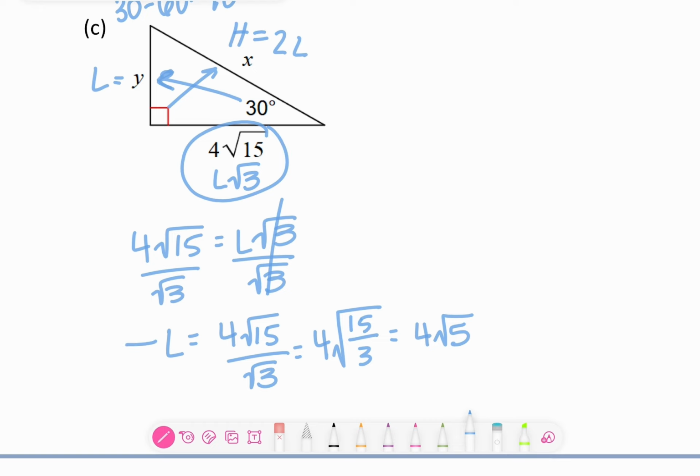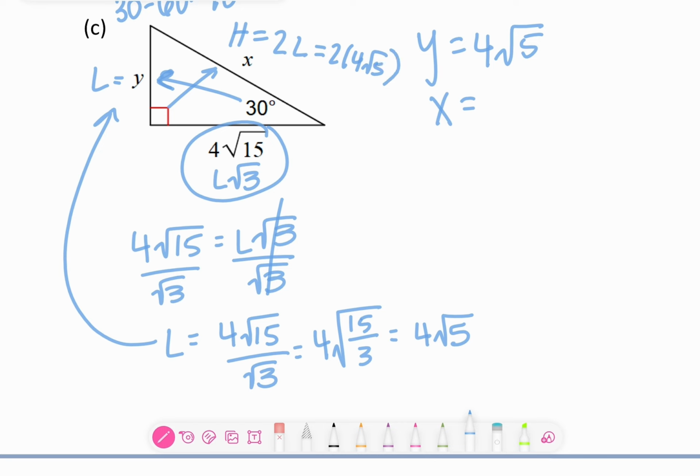So since L is y, that's going to be this value. So y is going to be our 4 square root 5. Okay. And then to find our x will be super simple. It's just 2 times that value of L. So that's 2 times 4 square root 5. And when we simplify that, we get 2 times 4, which is 8. And the square root 5 doesn't change. So x is going to be 8 square root 5.